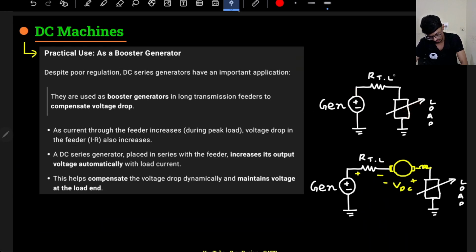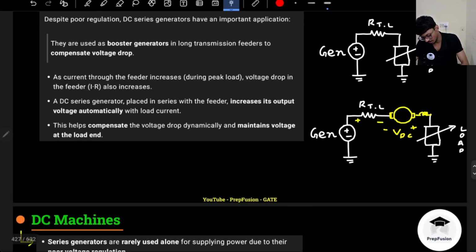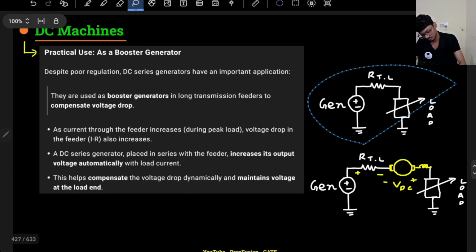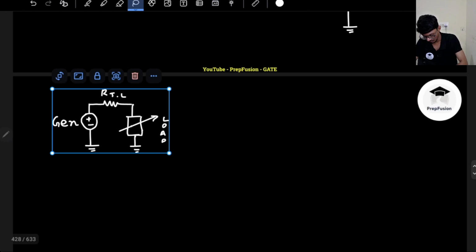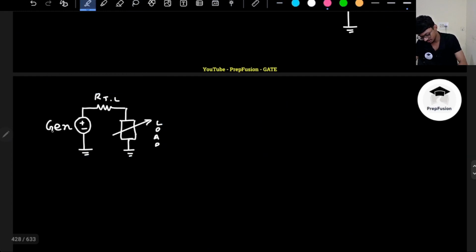then what happens? If I have terminal resistance, I want to discuss this with a practical scenario. Let us say the generator generates EG voltage, which is almost constant, let's say 100 volts, and let's assume that the transmission line resistance is 1 ohm.